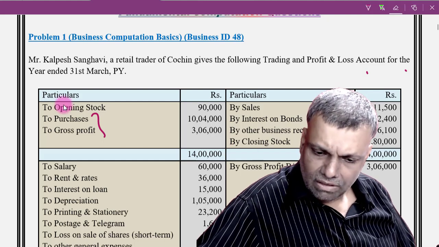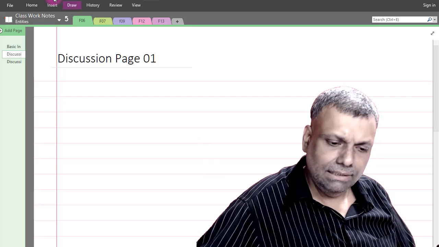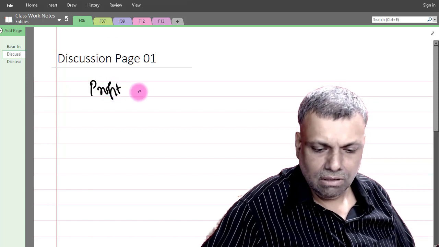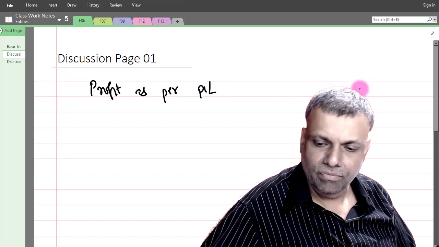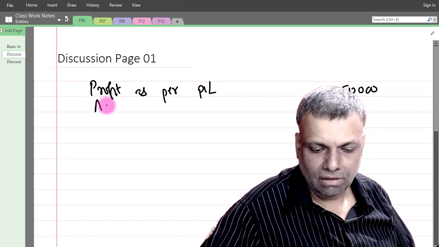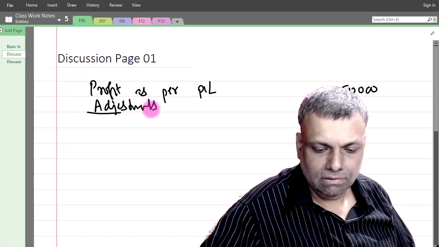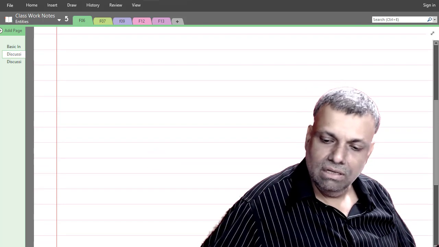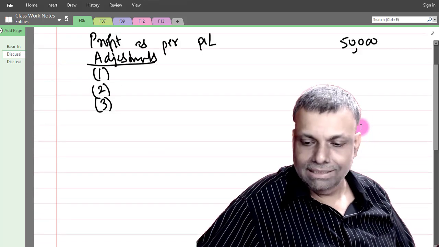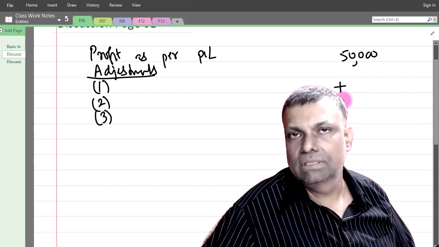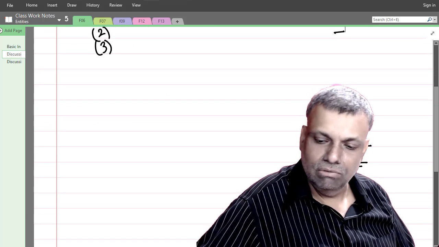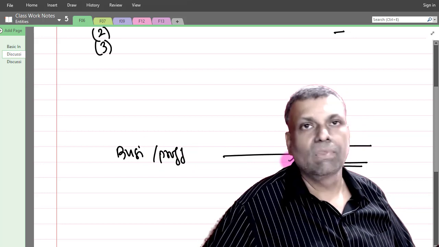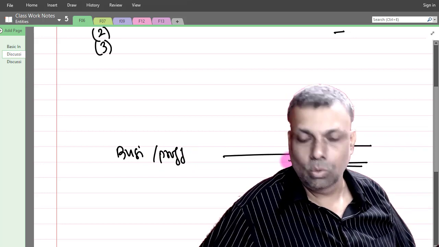Now you have to open up your answer like this. See, profit as per P&L 50,000, adjustments. We will carry out all the necessary adjustments, then we will take the total. If income is to be added, we will do plus. If it is not required, then we will do minus. Whatever the respective adjustments, we will get income under the head business and profession. And this is our main objective in this particular question.